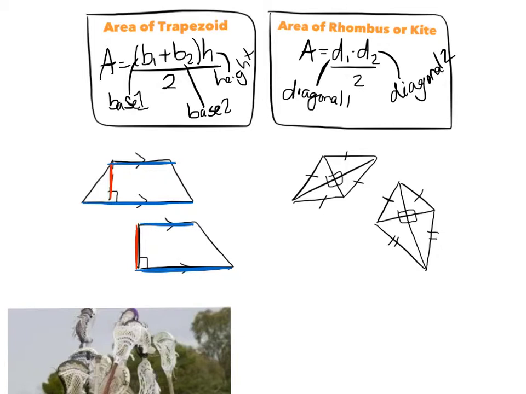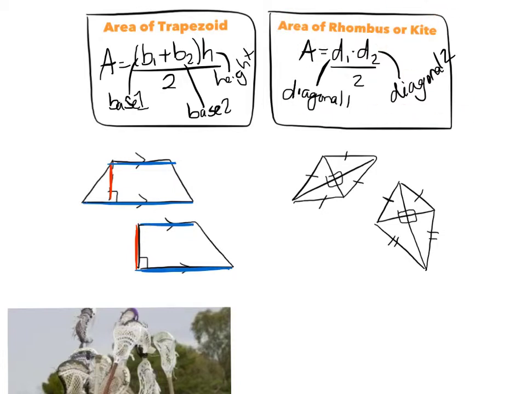For the diagonals, I'm going to change colors here to green. A rhombus and a kite have one thing in common, and it's just this. The diagonals of a rhombus and the diagonals of a kite are perpendicular. And that is why they both use this formula here.